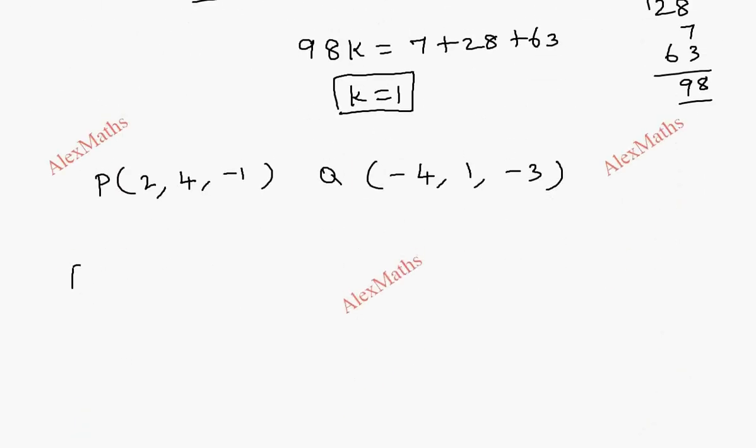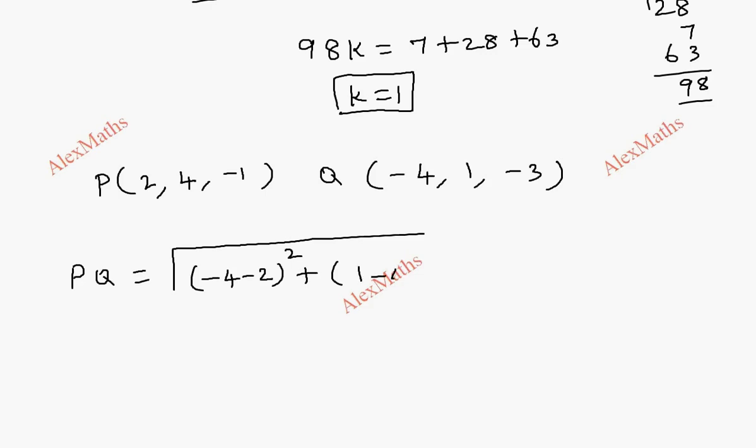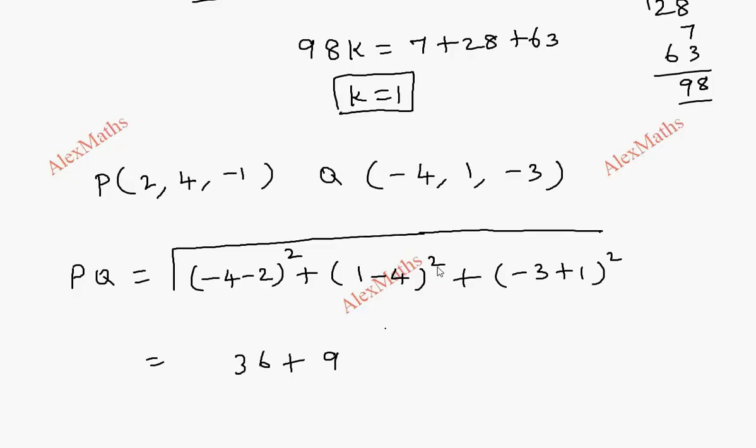Now, using the distance formula, PQ is root of (x2 minus x1) whole square plus (y2 minus y1) whole square plus (z2 minus z1) whole square. So totally this is minus 6 whole square, which is 36. This is minus 3 whole square, which is 9. This is minus 2 whole square, which is 4. So this is root 49, which is 7 units. This is the distance between the point and the given line.